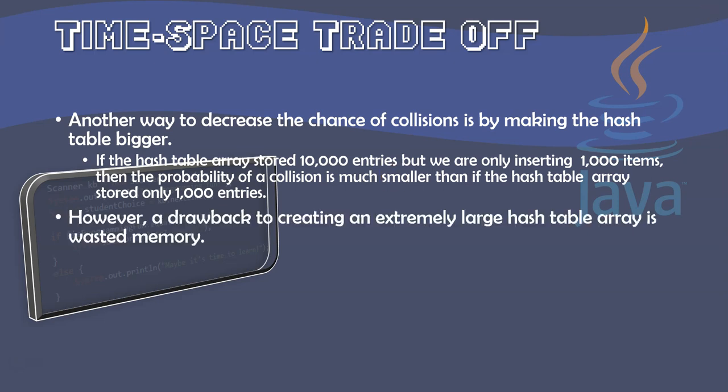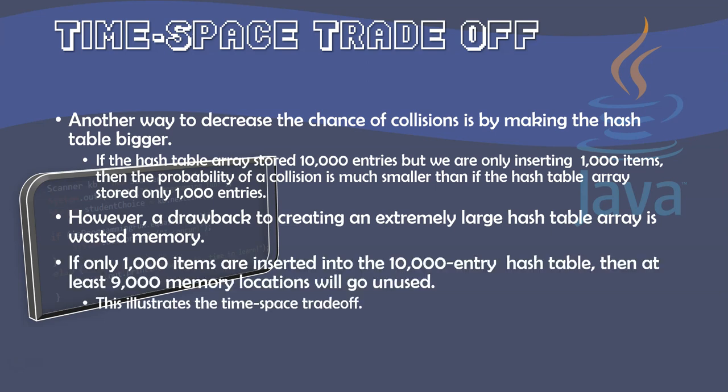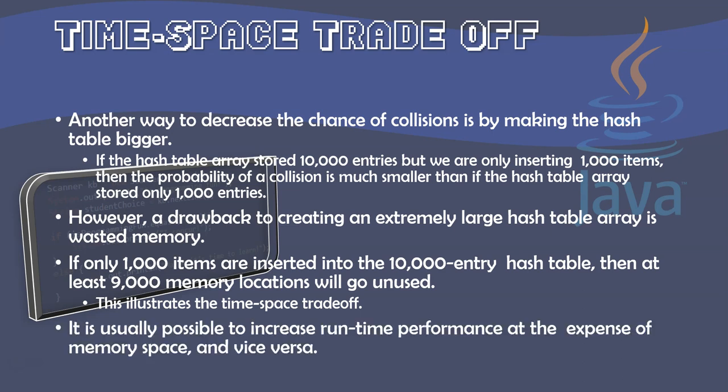However, as you can probably figure out, a drawback to creating an extremely large hash table array is wasted memory. If only 1,000 items are inserted into that 10,000 entry hash table, then you have at least 9,000 memory locations going unused, and this is a space-time trade-off. It's usually possible to increase runtime performance at the expense of memory space and vice versa. So again, it's going to be a balance. As a programmer, you have to decide how you want to allocate things so they can be the most efficient, if efficiency is the goal of your program.